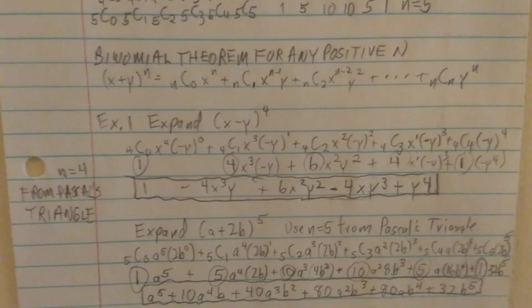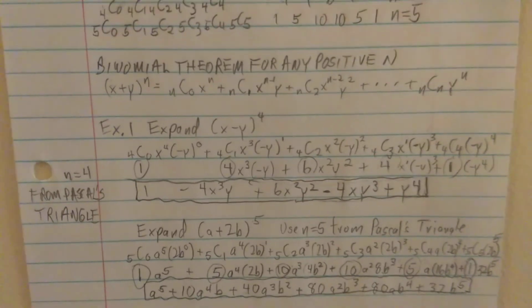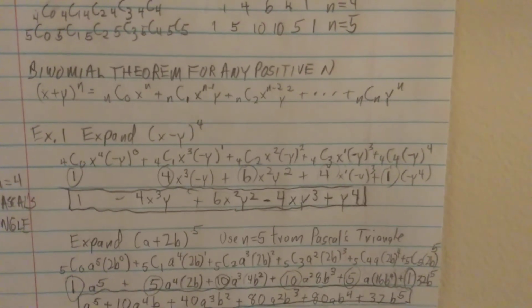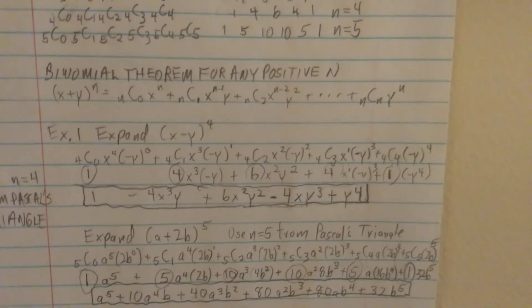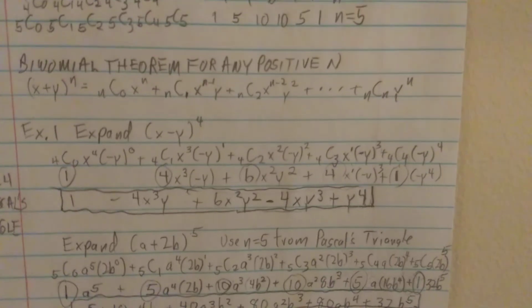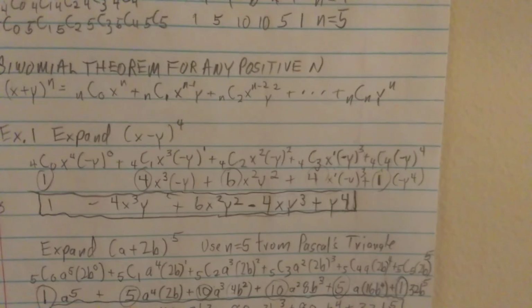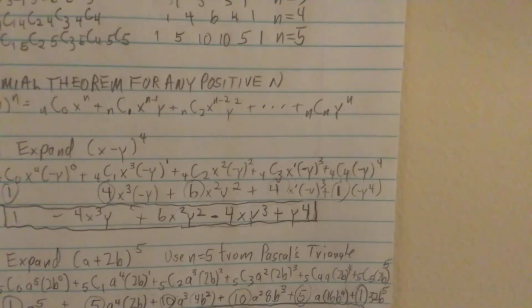So for an example, let's expand (x - y)^4 using n equals 4 from Pascal's triangle, and I'll circle the ones that are used, the 1, 4, 6, 4, 1. So we have 4C0 x^4 (-y)^0, which is just 1 times x^4, okay? So then 4C1 x^3 (-y)^1. 4C1 is 4, x^3 times minus y, so that's minus 4x^3 y. That's below, on the bottom line.